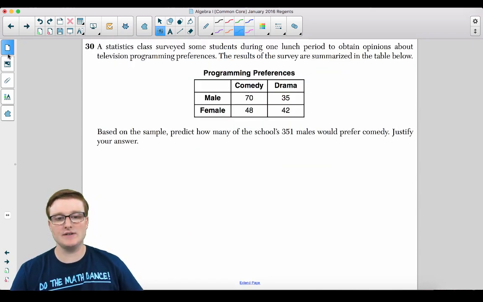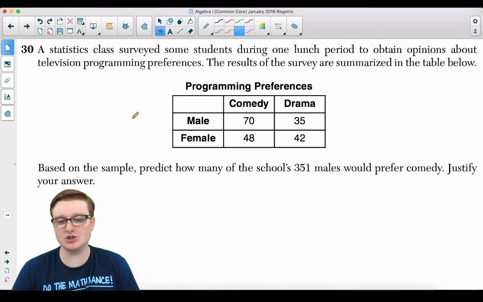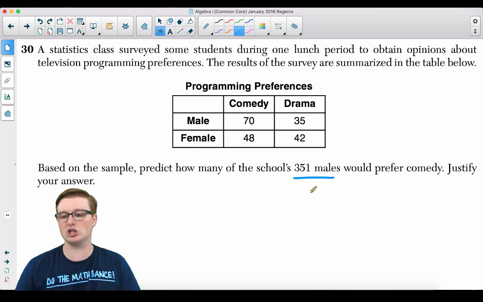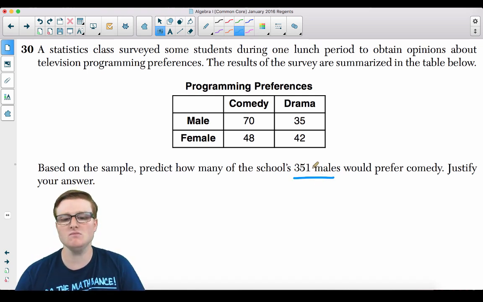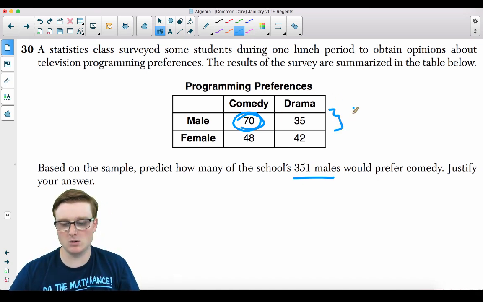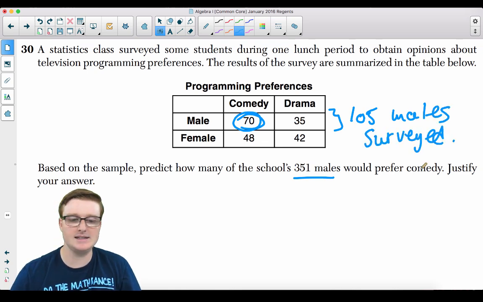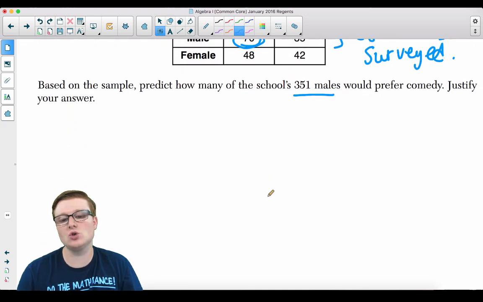A statistics class surveyed some students during one lunch period to obtain opinions about television programming preferences. The results of the survey are summarized in the table below. Based on the sample, predict how many of the school's 351 males would prefer comedy. Justify your answer. So there were 70 people in this survey who were male that liked comedy. Now, of this sample, there were 105 males surveyed. Okay? It says, based on the sample, predict how many of the school's 351 males would prefer comedy.